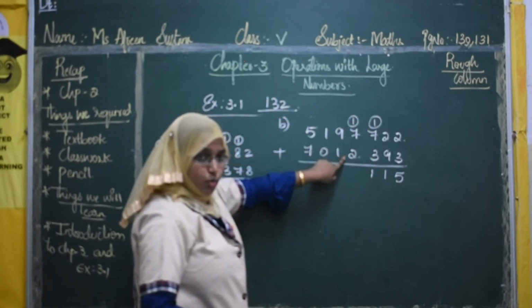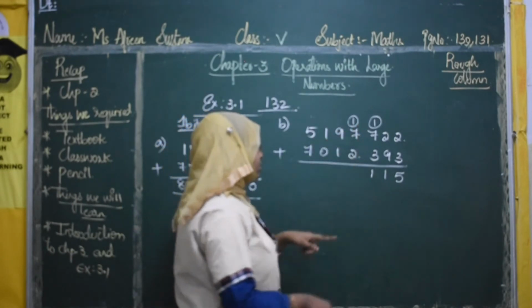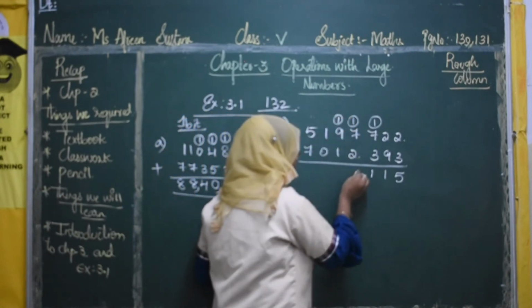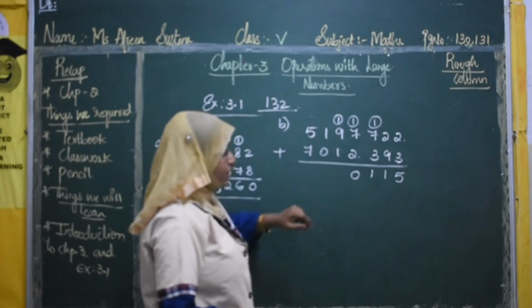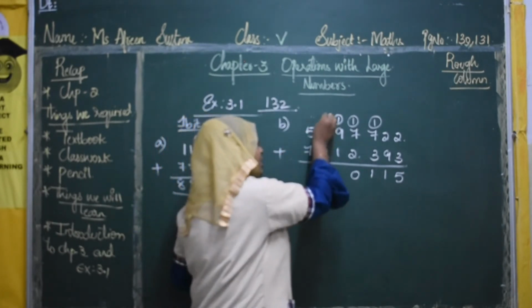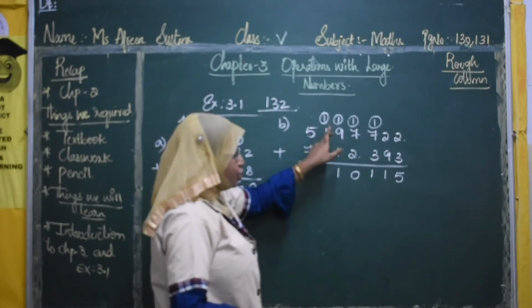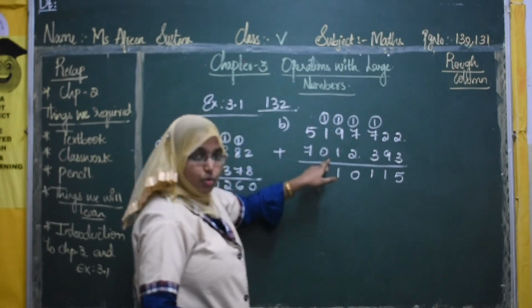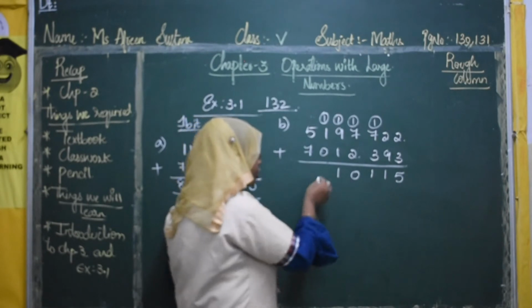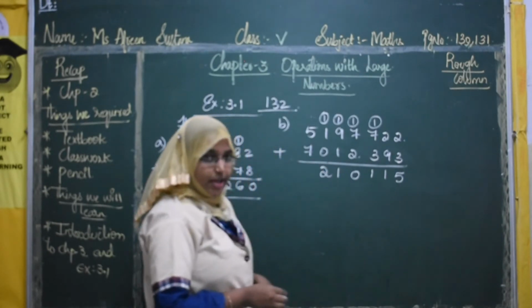7 plus 2. 9. 9 plus 1. 10. 9 plus 1, 10. 10 plus 1, 11. 1 carry, 1 will write down. 1 plus 1, 2. 2 plus 0 is 2. Whenever you add 0 to any number, we will get the same number, right?